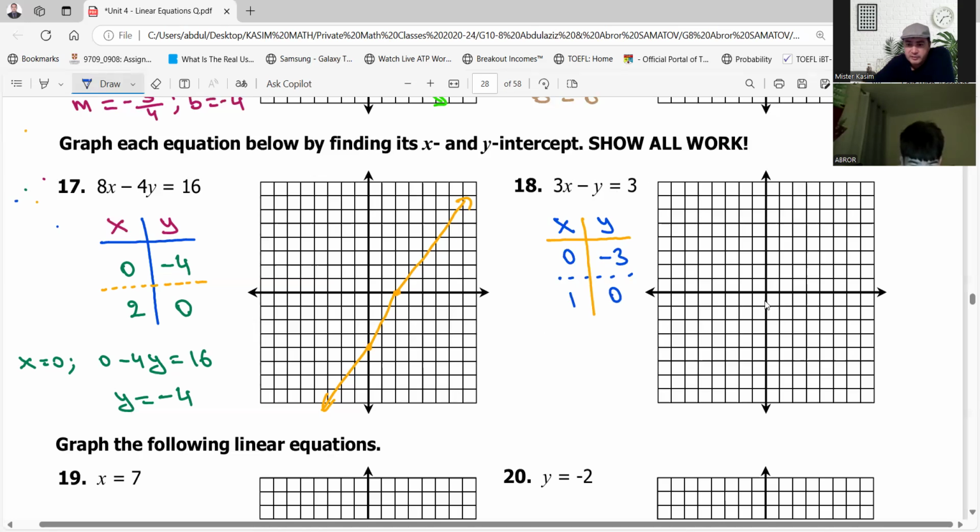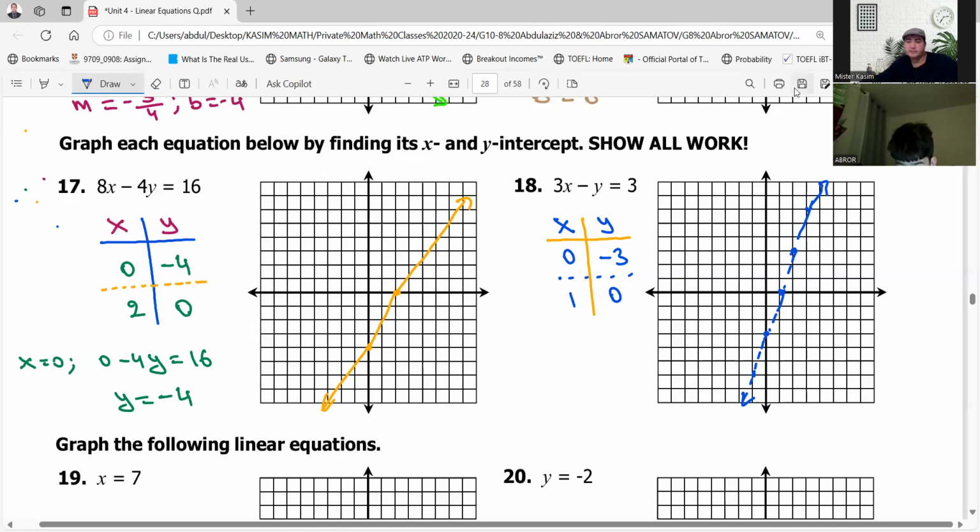Okay, now 0, -3. The y-intercept, 1, 2, 3, it is here. And 1, 0 is here. You see? And now you can just put your ruler and draw this. These are the points. I can just connect these points. Okay, just continue like this. Okay, Abror.